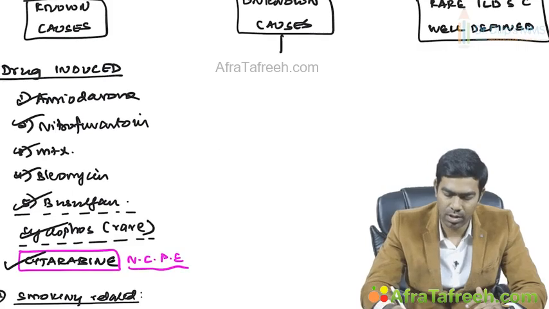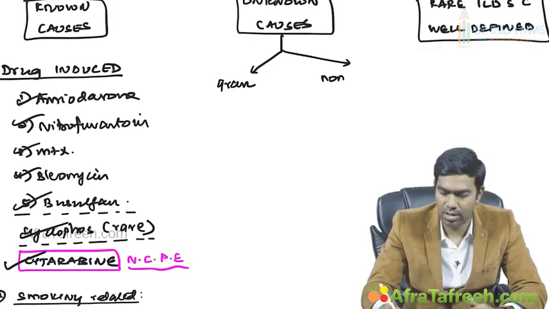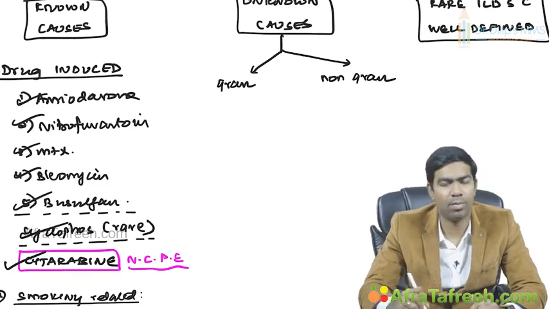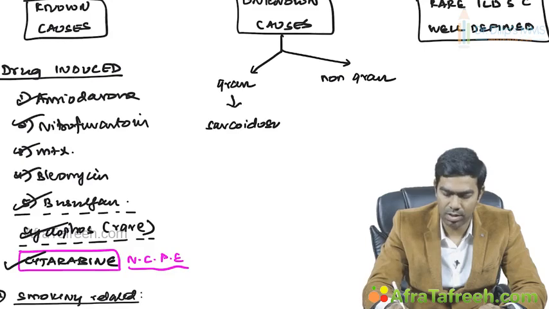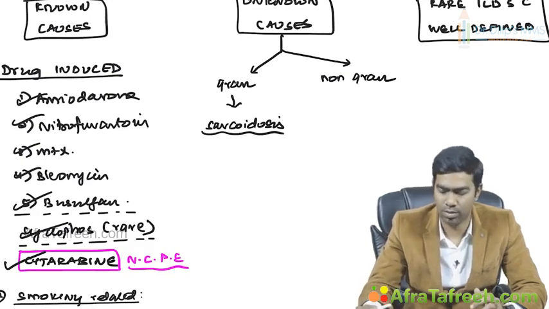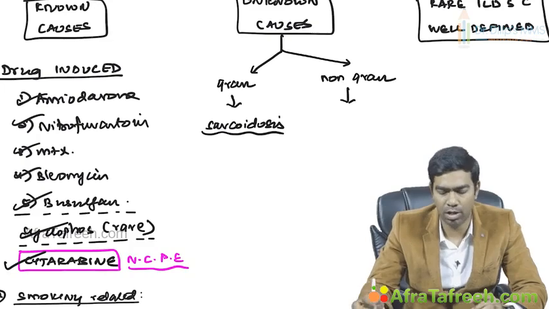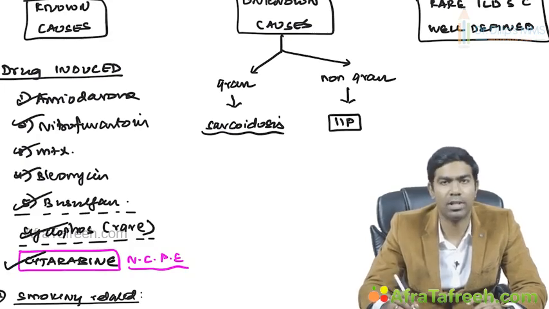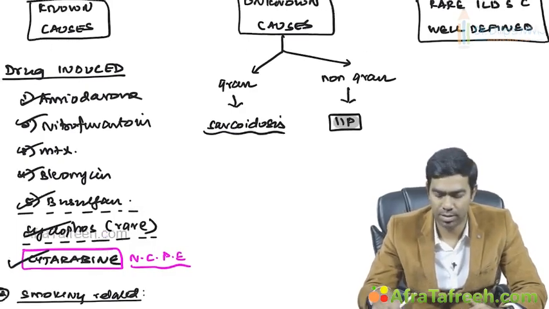Then what are the ILDs due to unknown cause? Whenever ILDs are happening due to unknown causes, you can split into granulomatous ILDs and a second group called non-granulomatous ILDs. Only one granulomatous ILD I want to tell, that is sarcoidosis. Very, very important. This is the most important granulomatous ILD, sarcoidosis. Non-granulomatous, this group of ILDs which have unknown causes but are non-granulomatous, are called IIPs. That's called idiopathic interstitial pneumonias.